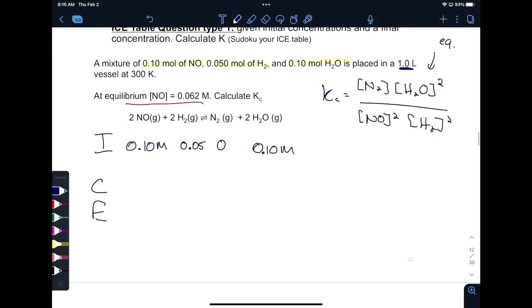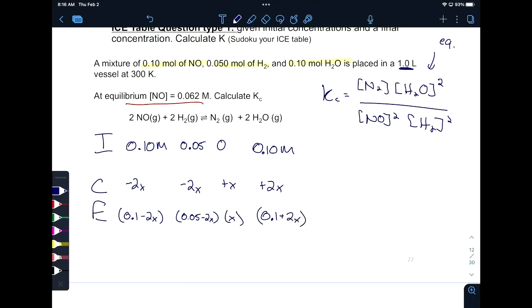So I can fill in my change line, minus 2x, plus x, and then plus 2x. So this one's a little bit more complicated than the previous one, but the strategy is still the same. So we add up our columns to get our equilibrium lines. The equilibrium concentration of NO is 0.1 minus 2x. Hydrogen is 0.05 minus 2x. Nitrogen is x, and water is 0.1 plus 2x. I like to put them in parentheses so you can see that's the concentration of each term.